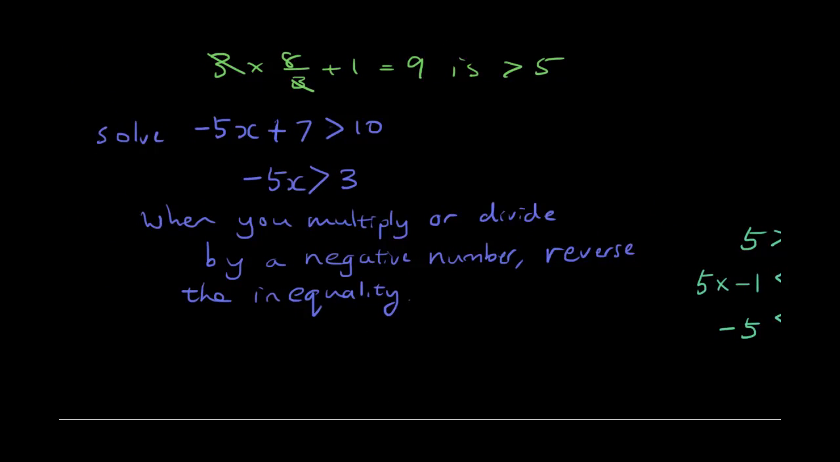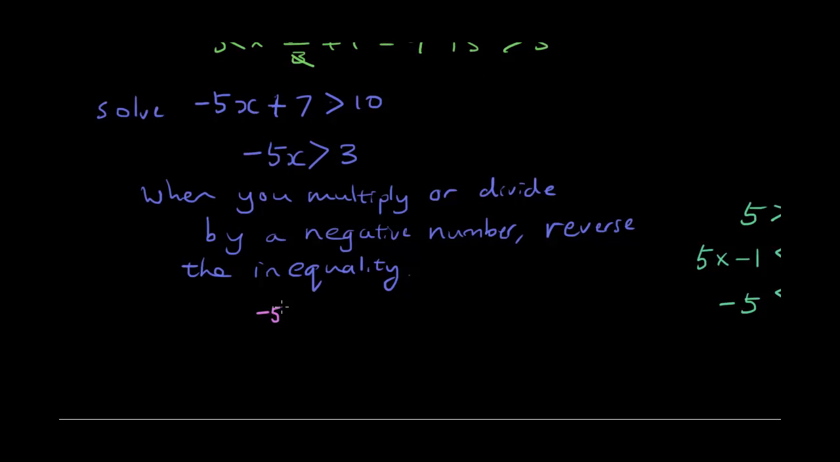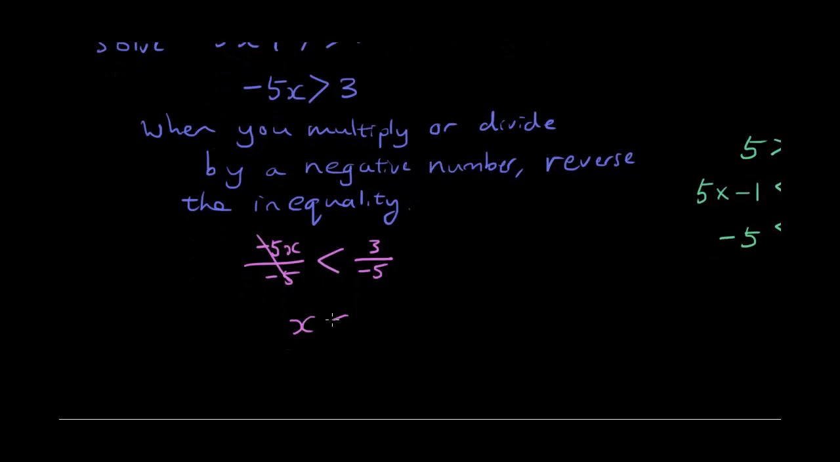So that's what we're going to do. We're dividing both sides by -5, so I'm going to do it to both sides so you can see what we're doing. When we divide by a negative number, we reverse the inequality. So now we have x is smaller than -3/5, because the negative sign doesn't matter whether you put it at the top or at the bottom, you will end up with a negative number anyway.